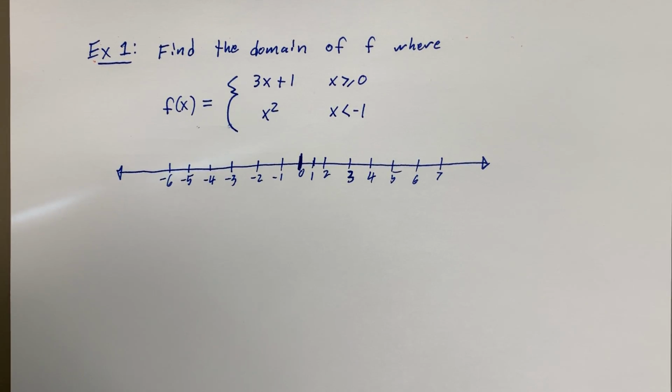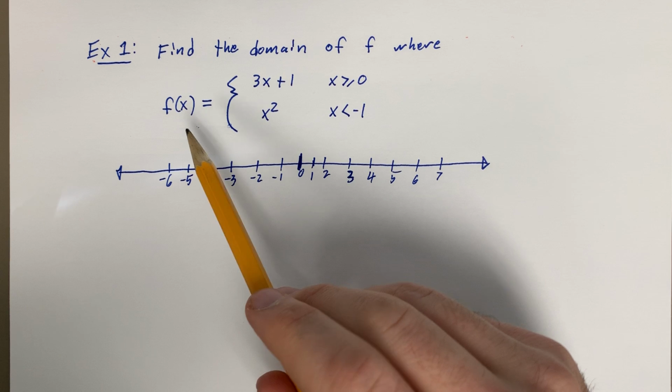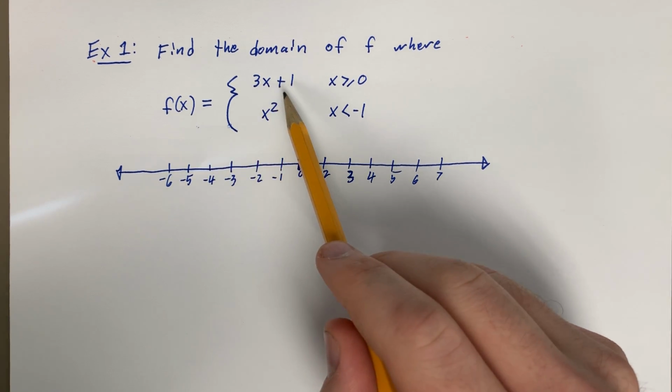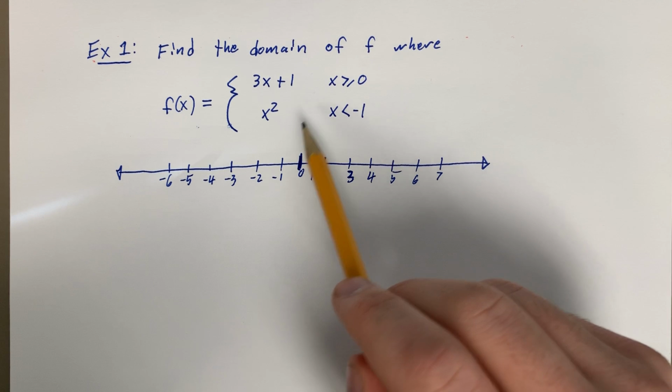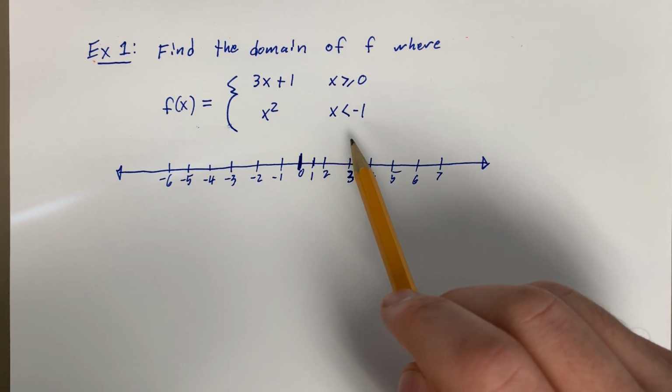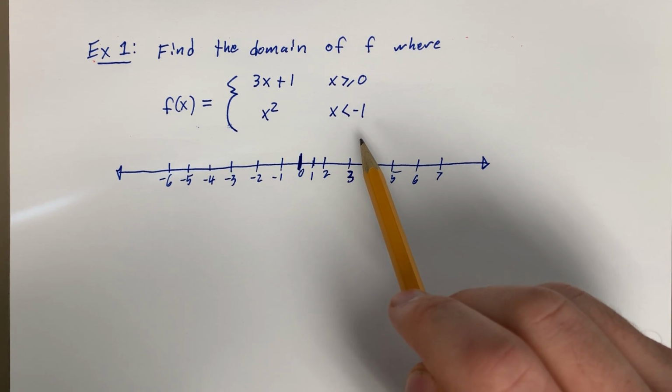Now we're going to work on finding the domain of a function where the function in question is piecewise defined. So here we have f of x defined to be 3x plus 1 whenever x is greater than or equal to 0, and is x squared whenever x is less than minus 1.